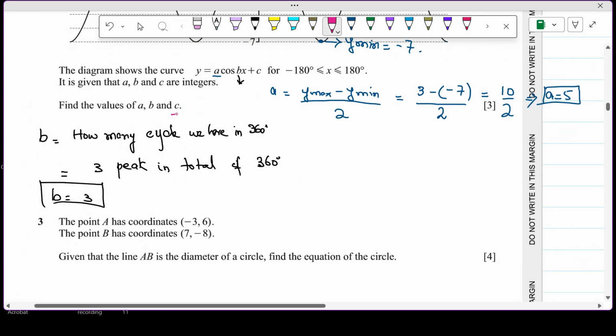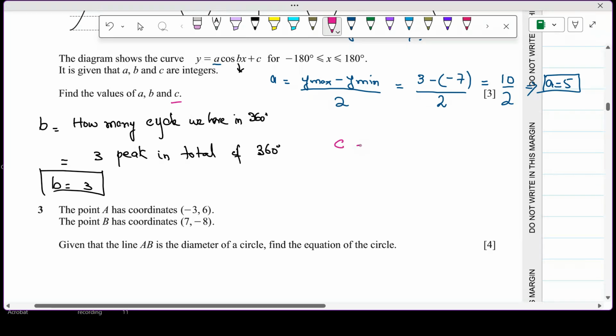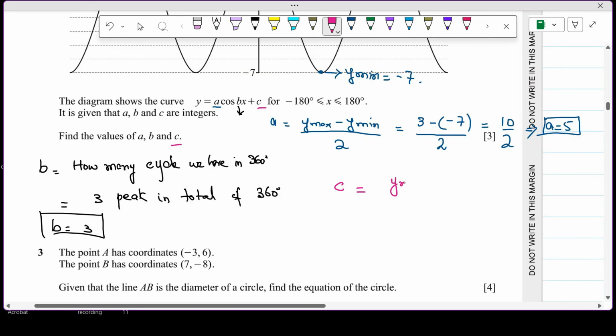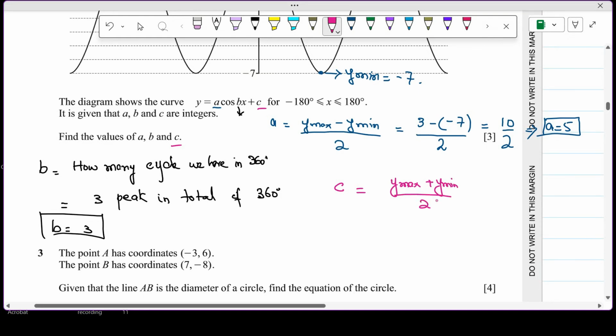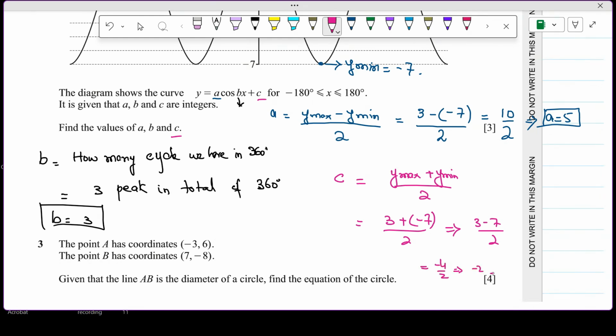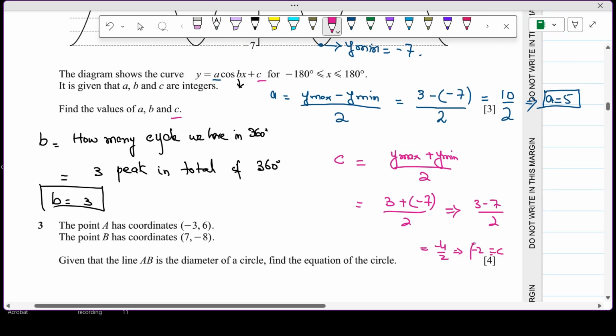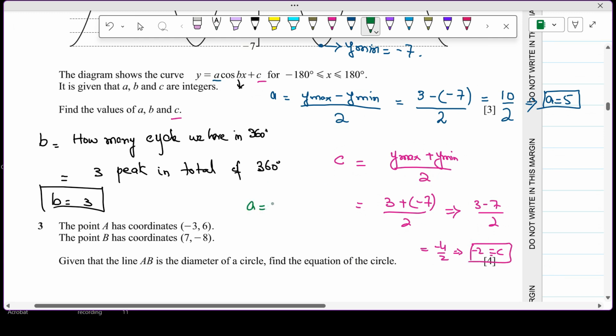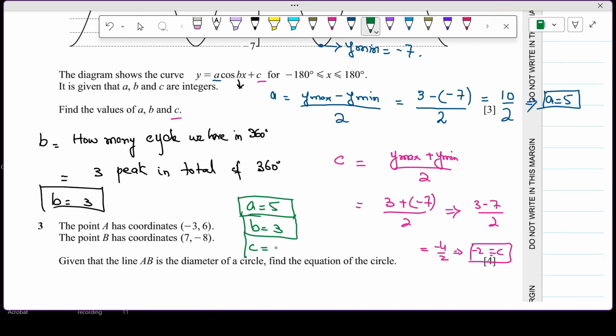Now we need to calculate the value of c, which equals y max plus y min over 2. So in this case we have 3 plus negative 7 over 2, which equals 3 minus 7 over 2, which equals negative 4 over 2, and this one is negative 2. So we have c equals negative 2, a equals 5, b is 3, and c equals negative 2.